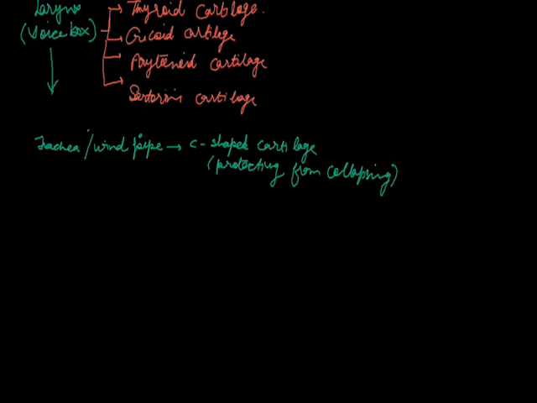Now this trachea opens into the lungs. In the lungs, respiration or gaseous exchange takes place. Our lungs are covered by two layers, or pleural membrane. The outer membrane is known as the parietal pleura, while the inner membrane is known as the visceral pleura. Our right lung is divided into three lobes, while our left lung is divided into two lobes.